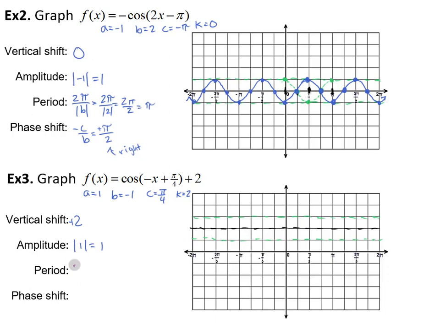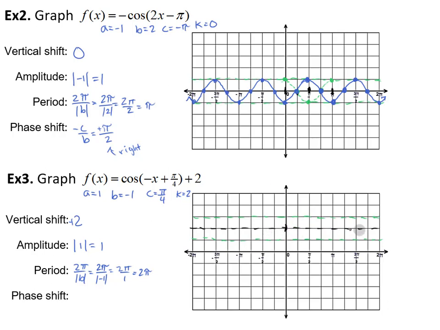And then next we'll find our period, 2 pi over the absolute value of b, where b in this case is -1. So remember, we're doing the absolute value, which makes that +1, which gives us 2 pi. So there is no period change, but that -1 will give us a horizontal reflection. So that's a new one for us.